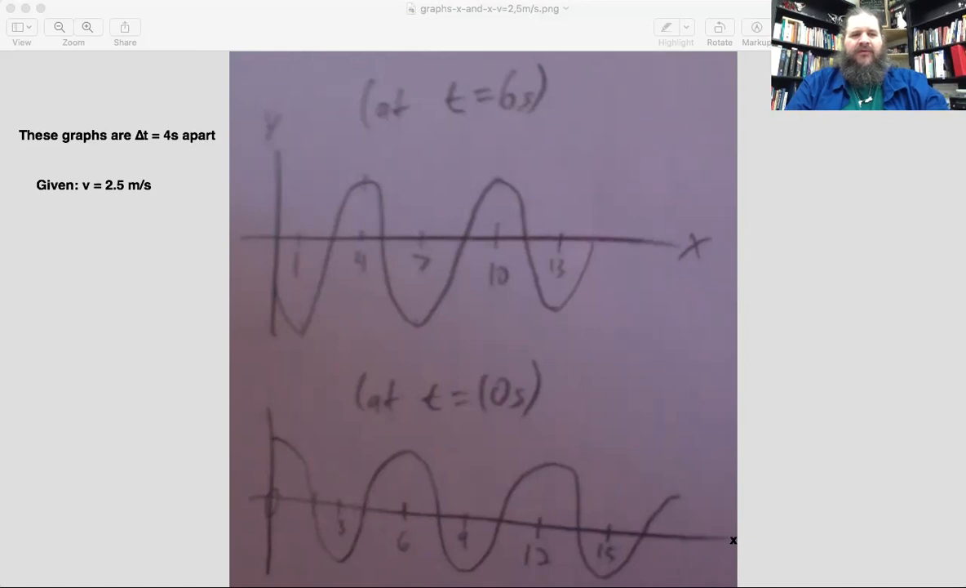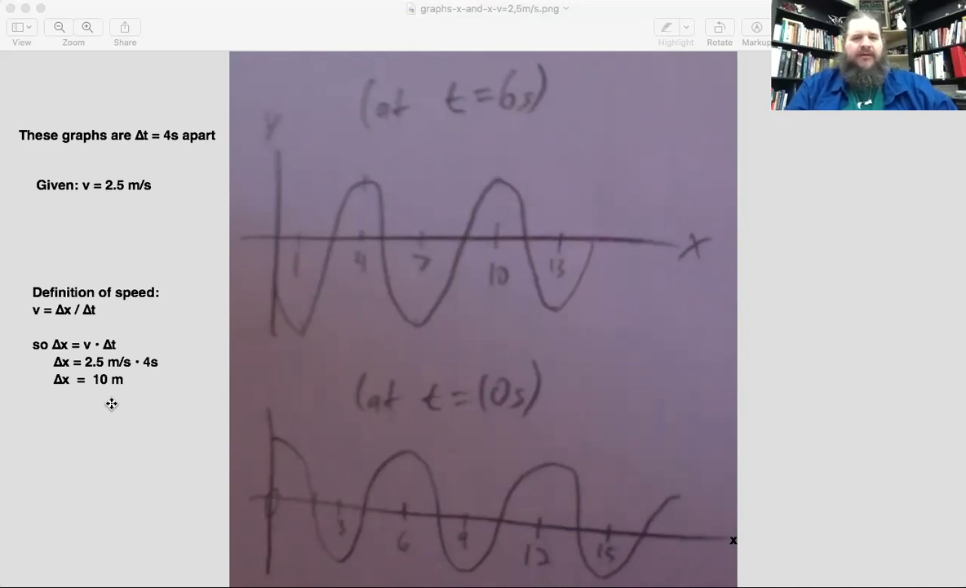Fill in those numbers. We know the speed is 2.5 meters per second. We know that 4 seconds worth of time passed between these two snapshots. Multiply those, and 2.5 times 4 is 10 meters. So over the course of these 4 seconds, the wave travels 10 meters. So what we want to do on these two snapshots is identify the same type of point on one graph and the other graph that are 10 meters apart from each other.